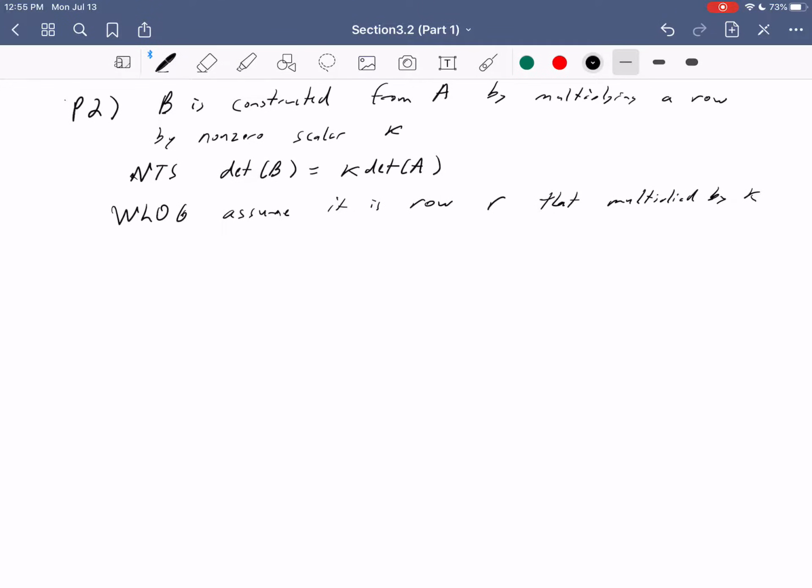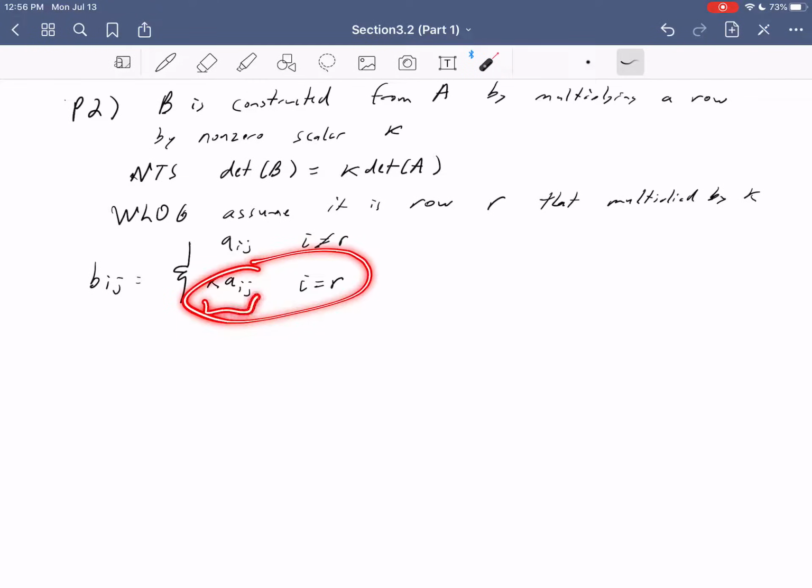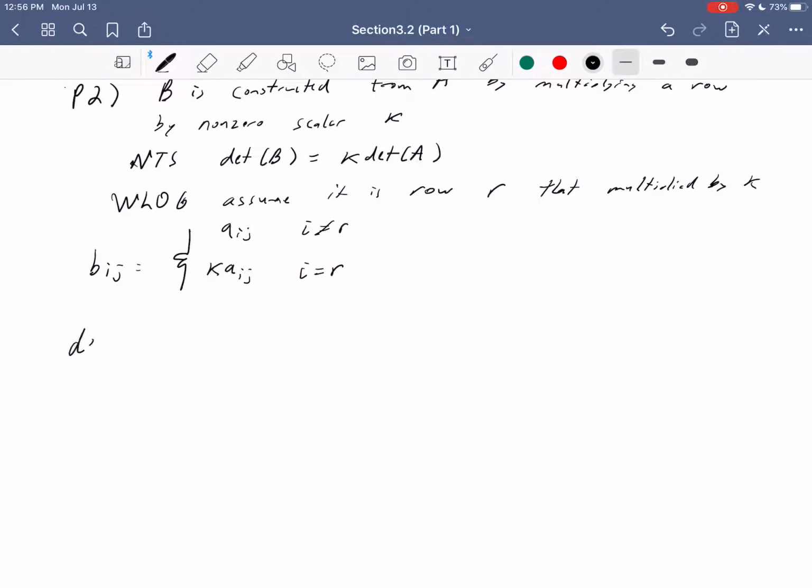So we can then say that the bij elements are identical to aij if i is not equal to r, and they are k times aij if i equals r. In other words, all the elements except for the ones in that rth row are equal to aij, and in that rth row, they're just k times arj, since we know i equals r. Okay? So now we can take the determinant of B and write out an expression for it.